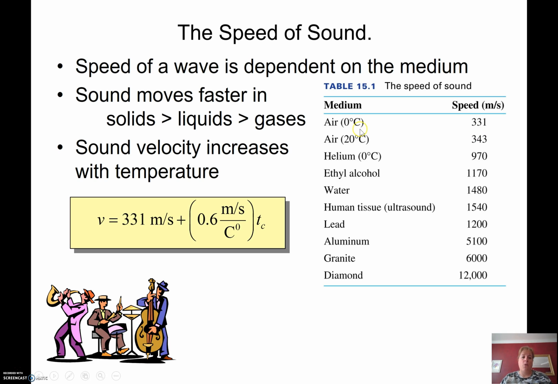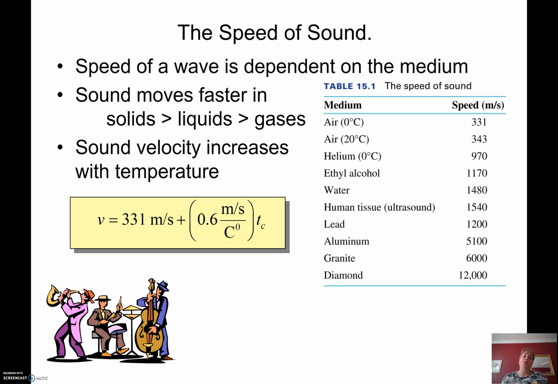So here is an equation. This is the speed of sound at 0 degrees Celsius, 331 meters per second. And so for every degree above 0 degrees, if we multiply that temperature by 0.6 and we add it to 331, we get the speed of sound at that temperature. So this is an example. If we multiplied 0.6 times 20 and we added it to 331, we would get 343.